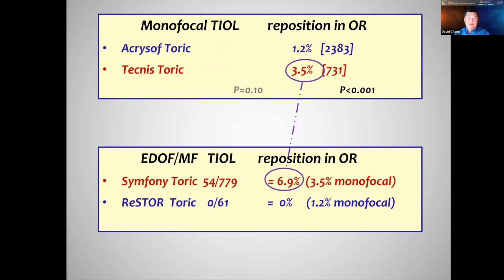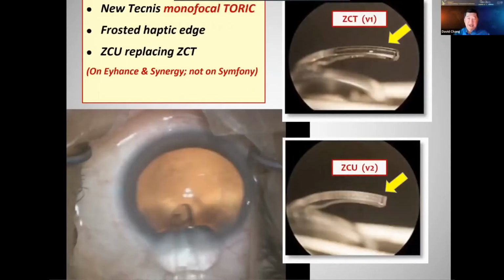Then if you look at the Symphony Toric, surprisingly, it's double that of the monofocal Toric. Well, the reason for this is that these patients expected good vision at multiple distances, and if there was residual astigmatism, they were much more aggressive about wanting to go back and improve this in the operating room by realigning the IOL. So this is the first, I think, large study showing a comparison of monofocal and presbyopia correcting, and the fact that the indications for repositioning in the OR are stronger with a presbyopia correcting lens.